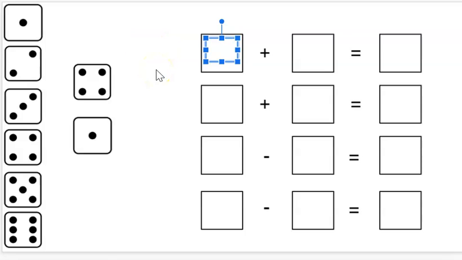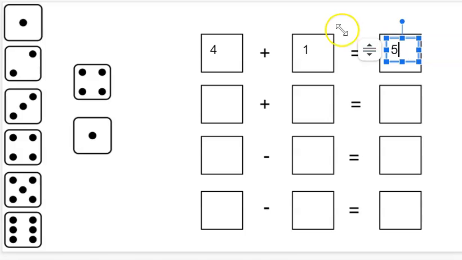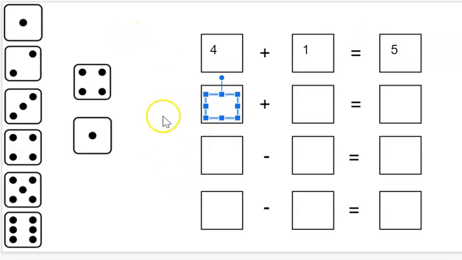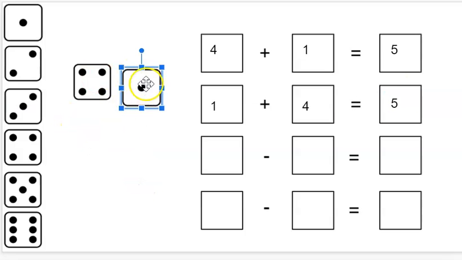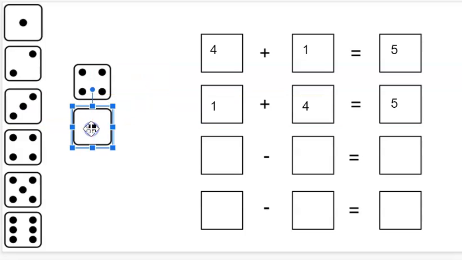So I know that 4 plus 1 equals 5. And because of the commutative property, I know that 1 plus 4 equals 5. So it would not matter if I added 4 or 1 first. I would still get 5.